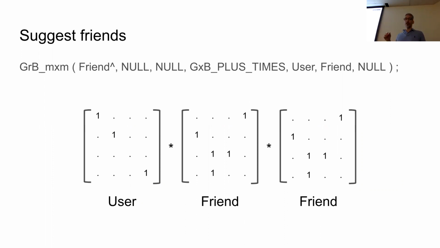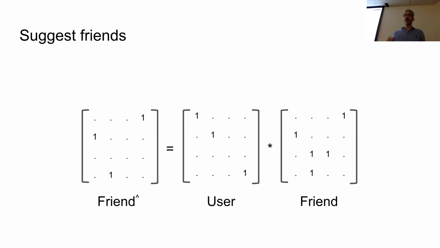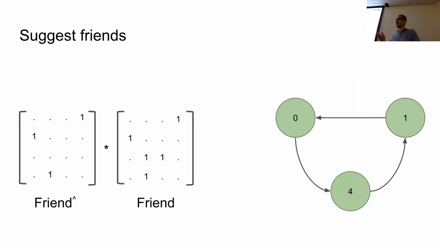The user matrix here is once again a diagonal matrix. It is used as a permutation matrix to pick up the right rows from the friend matrix. And the operation that we will be using is GrB_mxm that does matrix-matrix multiplication. So we start out with user times friend. We call that intermediate result friend hat. So this is friend hat. It just picked a number of rows from the first friend matrix. And then we want to proceed with the second hop.